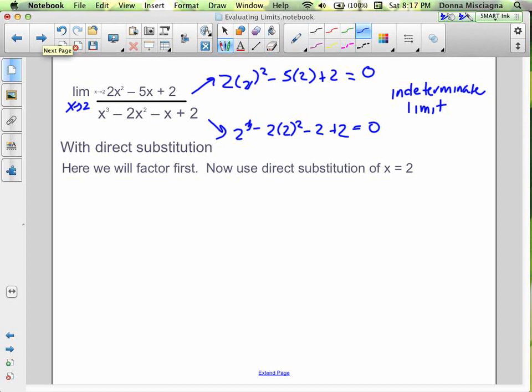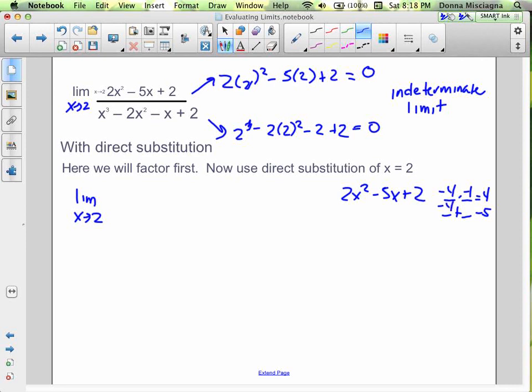So let's factor this, the limit as x approaches 2. Over here on the right-hand side, I'm just going to factor these. So 2x squared minus 5x plus 2. 2 times 2, that's 4. So we want two numbers that multiply to give us 4 but add to give us negative 5, must be negative 4 and negative 1.